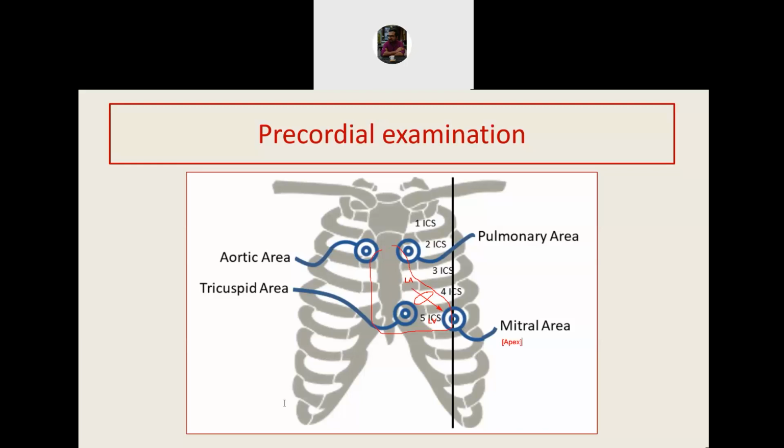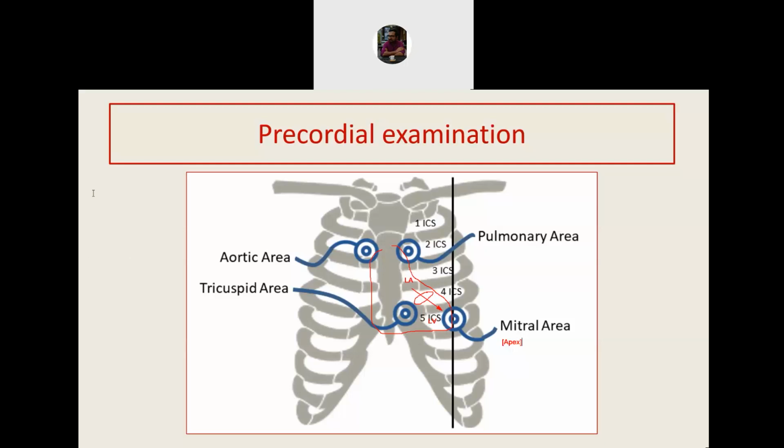So the location of the apex beat is known as the mitral area. So in a person, if the apex beat has shifted, then the mitral area will also shift. The new apex will now become the new mitral area for that person. So mitral area is conventionally defined by the position of the apex, and that is where the sound from the mitral valve is audible best.